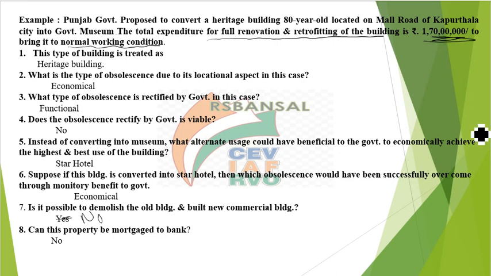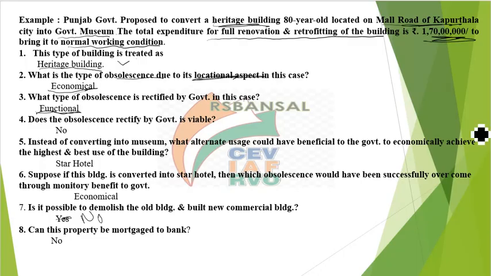First is, what type of building is this? It is already given: this is a heritage building. What type of obsolescence is due to a locational aspect? It is economic, since it is situated on Mall Road, Kapurthala. What type of obsolescence is rectified by the government in this case? The government has rectified its functional obsolescence by changing this building into a government museum.